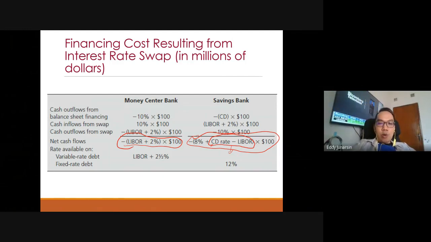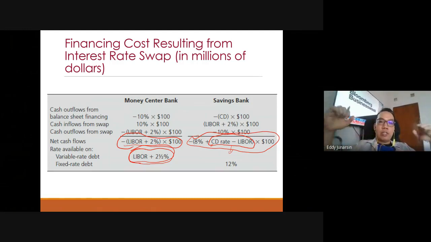And from the story, we follow that if the money center bank has to borrow the variable rate liabilities by themselves, then they have to pay LIBOR plus 2.5. So there's a saving here, an efficiency here, because they end up paying LIBOR plus 2, whereas if they borrow the floating rate liabilities by themselves, they'll have to pay LIBOR plus 2.5. So there's an efficiency of about 0.5% from there.